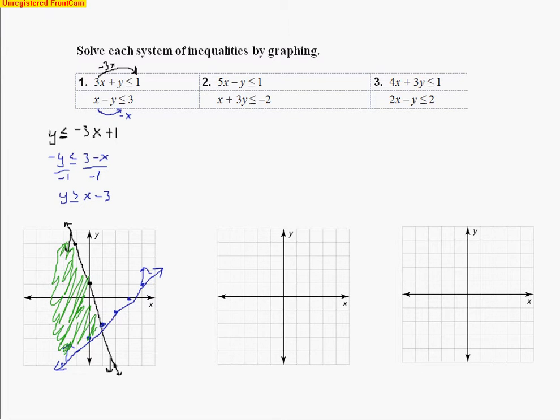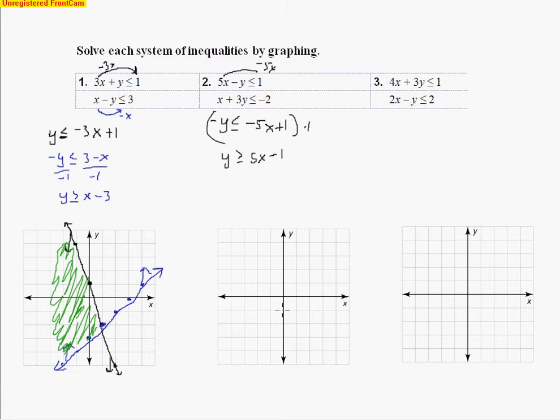So let's take a look at the next type of problem. Here, I have a problem in which I can solve for y. I can subtract that 5x from both sides. So I still have that negative sign in front of the y, which I need to get rid of. And so I'm going to divide or multiply by negative 1. So that, again, changes that inequality sign around.